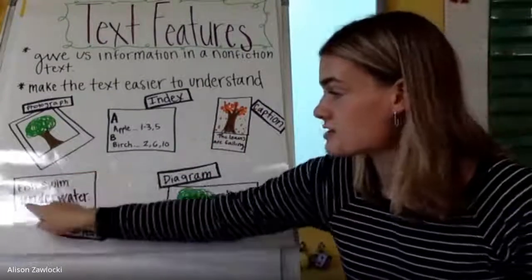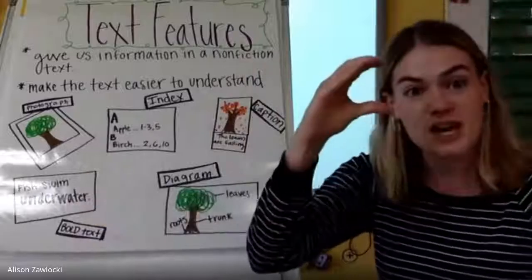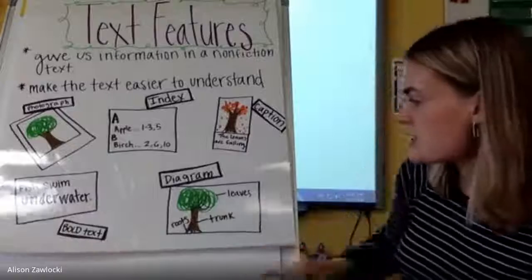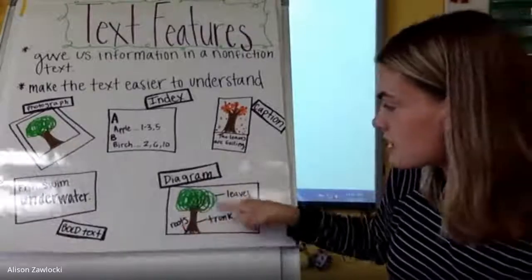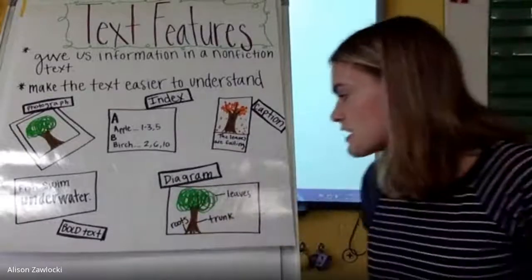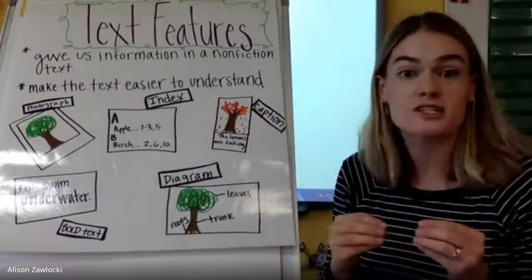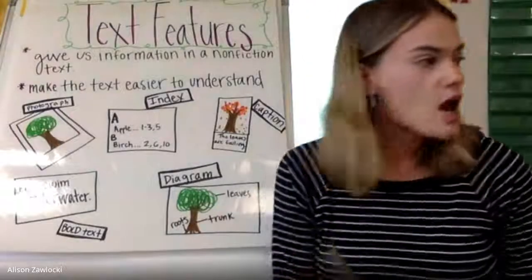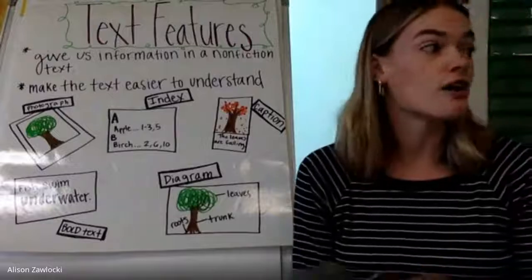Then we have bold text. So that just means text that is bigger or thicker, and that means that that bold word is important. Then we have a diagram which contains labels, which are also a text feature, and it shows how something works or how something is put together. So we are going to continue by reading the second half of Hurricanes.